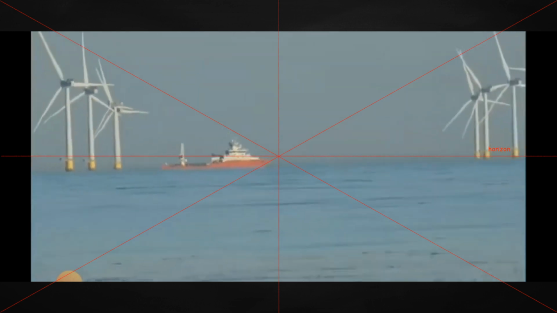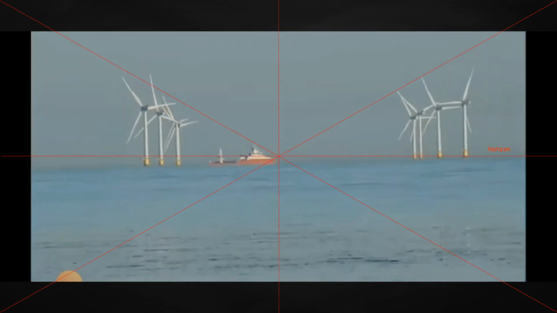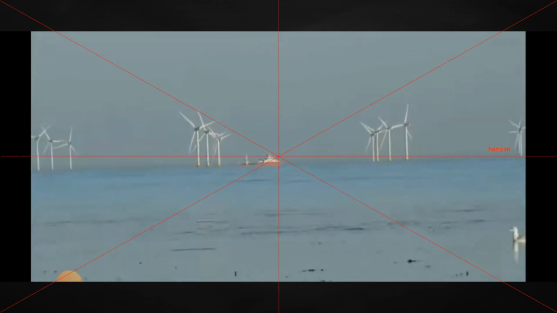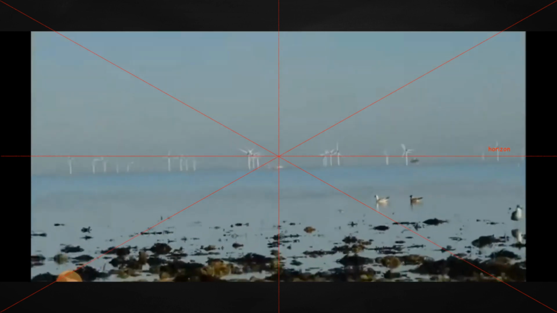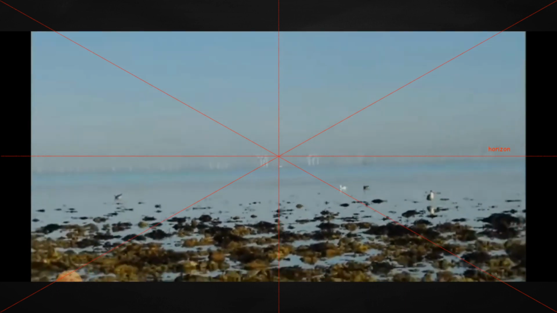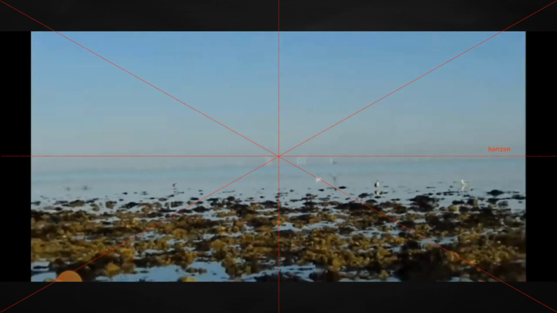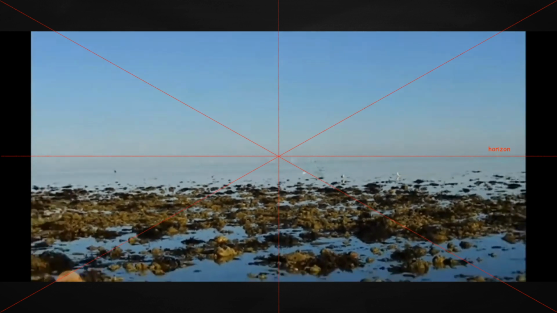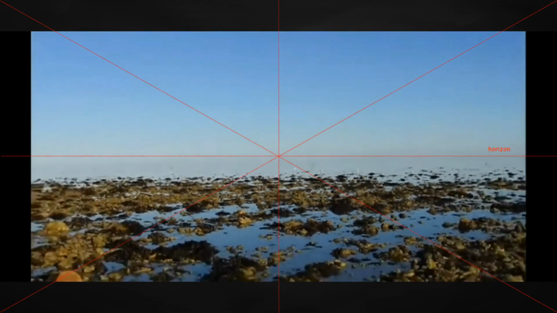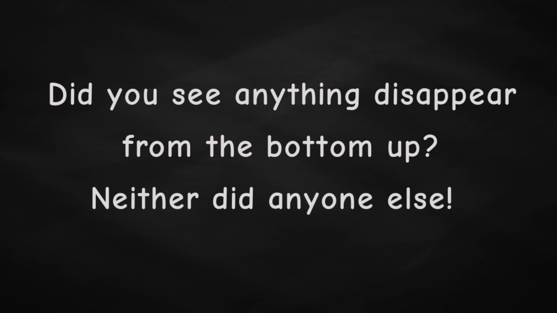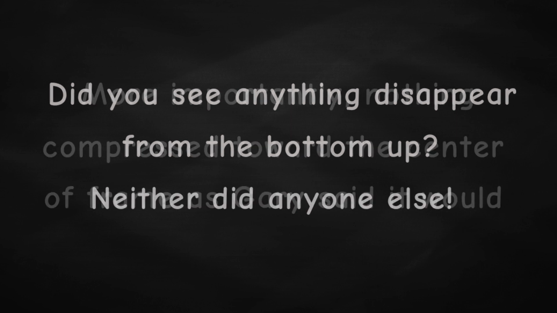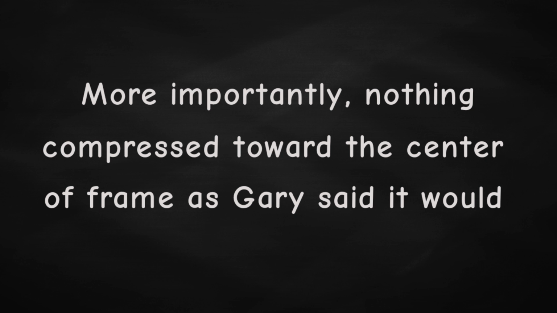The red part of the boat is wider but shorter than the white part above it. While every part of the boat is getting smaller proportionately, the red part is becoming unresolvable more quickly merely because it happens to be thinner. Still, nothing disappeared from the bottom up, nor did anything compress into the center of the frame, as Gary teaches us.